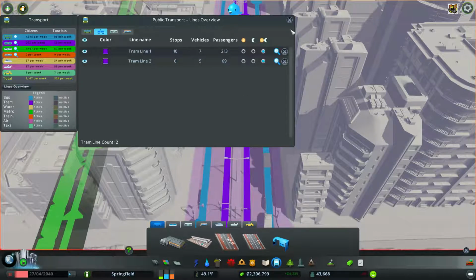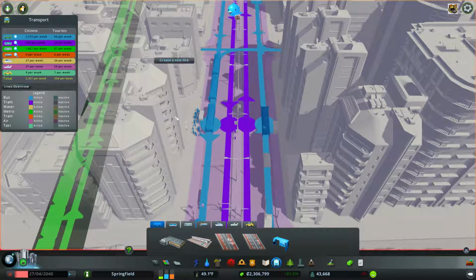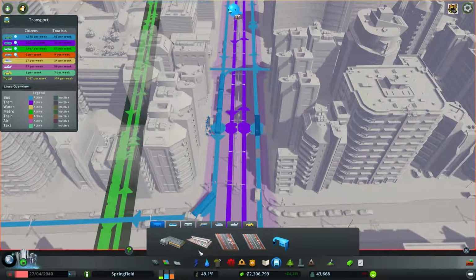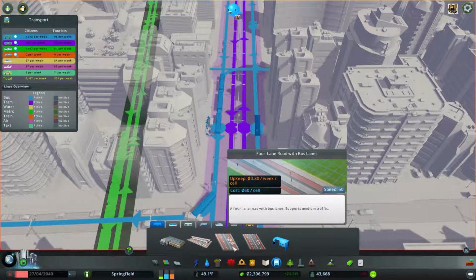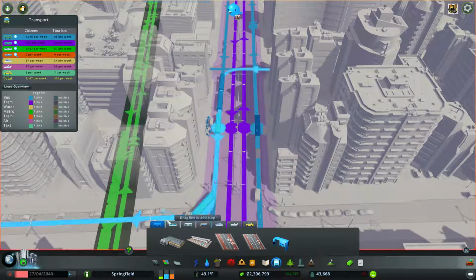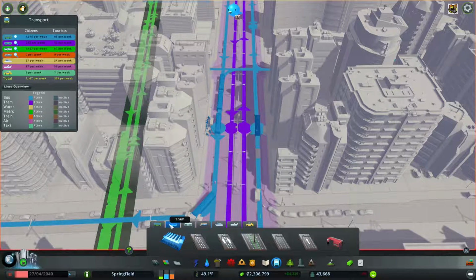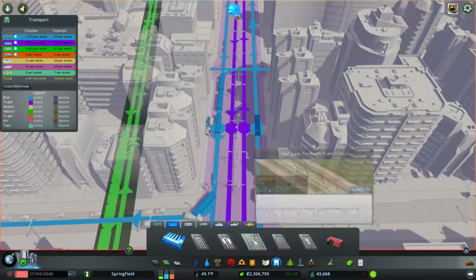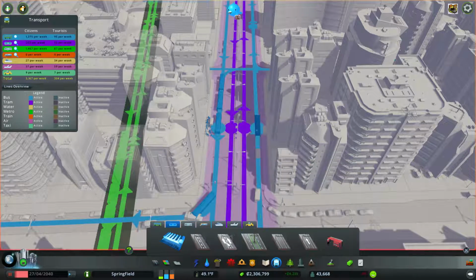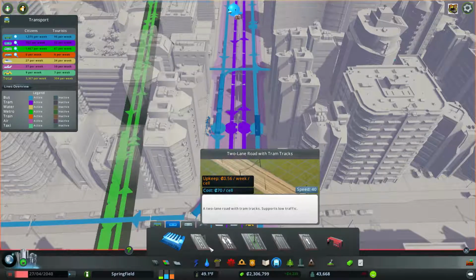Obviously you have to have the tram line roads. Let me pull this up here. Yeah, a 4-lane road with tram tracks. So if you want to have trams going, then you have to buy the special roads for them.